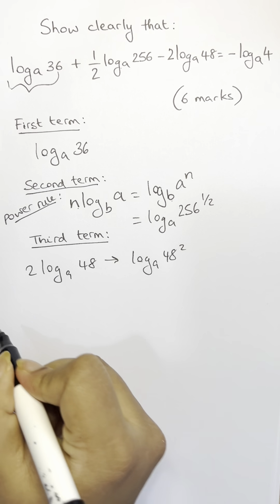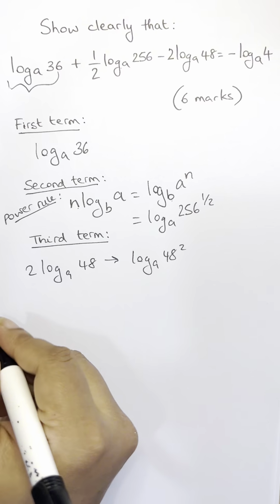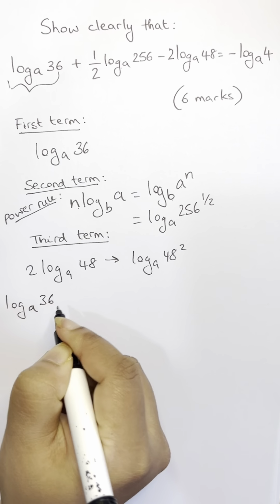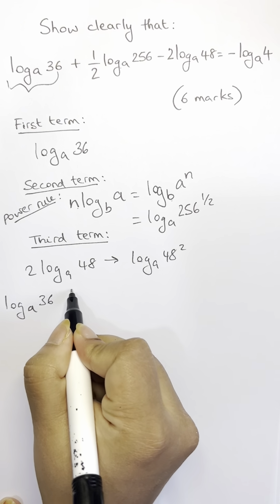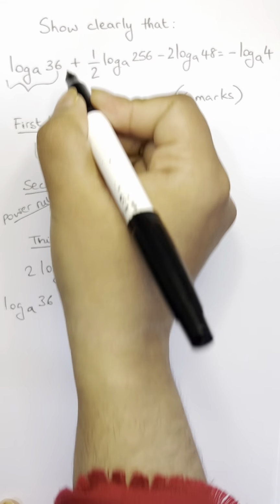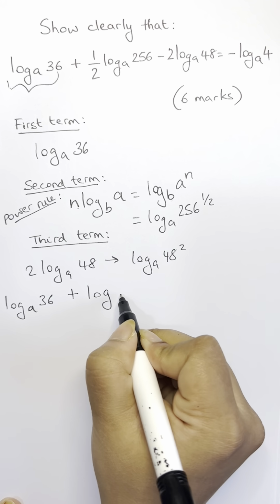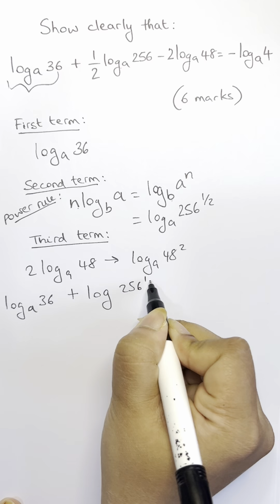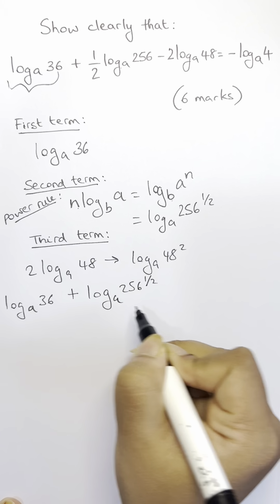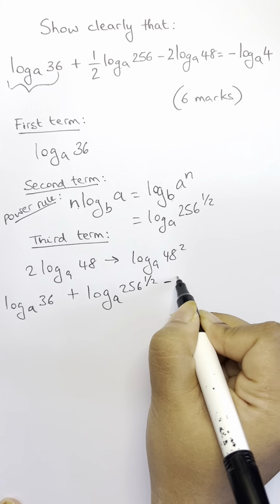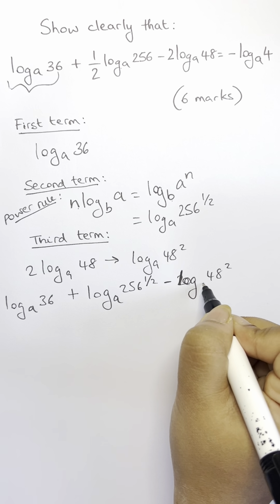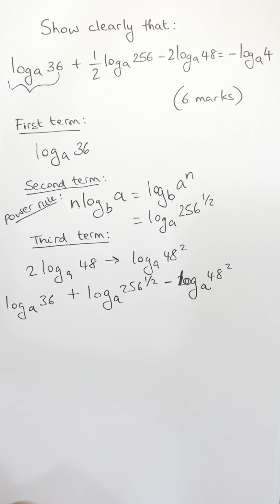Okay, so now we can rewrite this nicely. Log of 36 base a, plus log of 256 to the power of a half base a, minus log of 48 squared to the base of a.